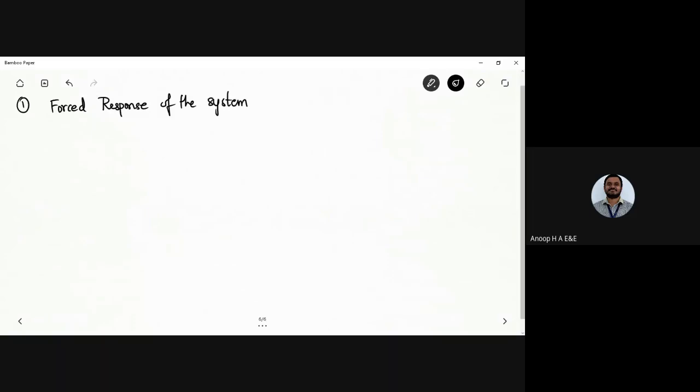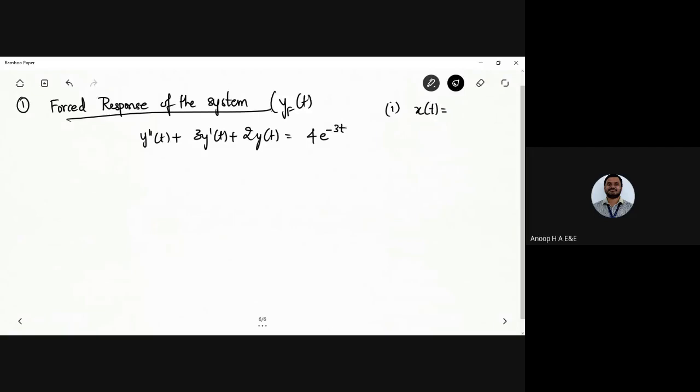These are quite easy for everyone. Given the forced response of the system, the structure of it, you are able to find it easily. Now y''(t) + 3y'(t) + 2y(t) is equal to a given input, that is 4 e power minus 3t. So this is the given input x(t), which is equal to 4 times e power minus 3t.